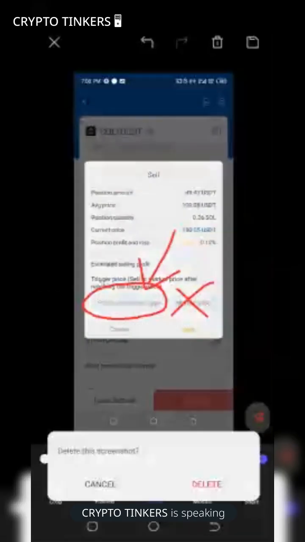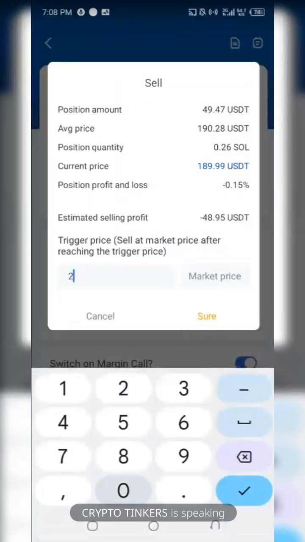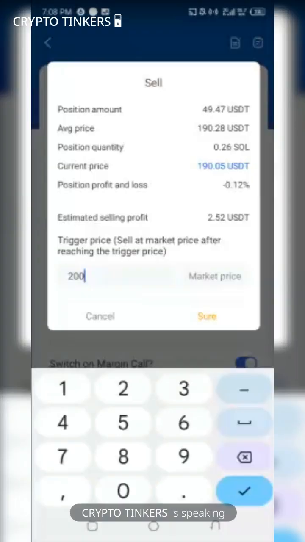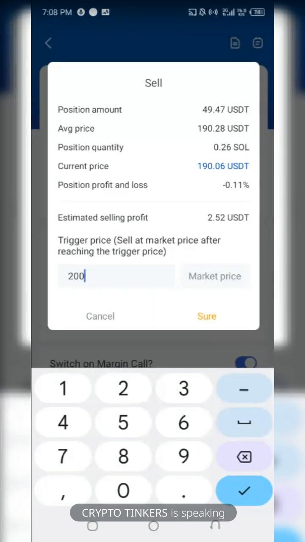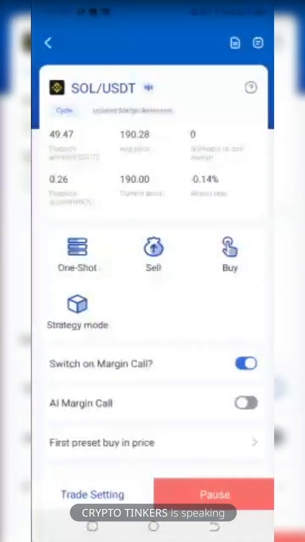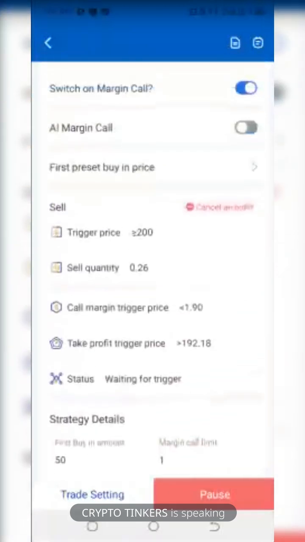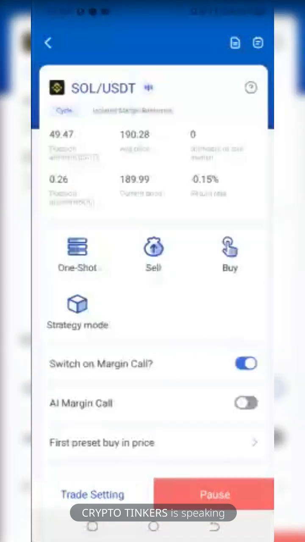So we are going to say, when the price gets to 200, I'm just demonstrating it, Solana should what? Sell off, or Royal Q should sell the Solana off for you. Then you click on sure, and then it will be in the system. So once it gets to the price, it is going to sell it off for you.